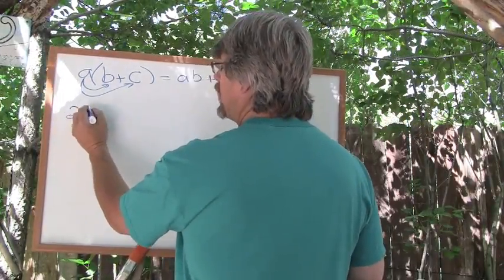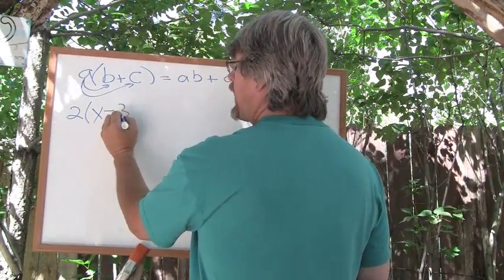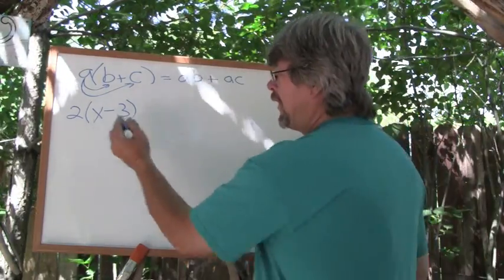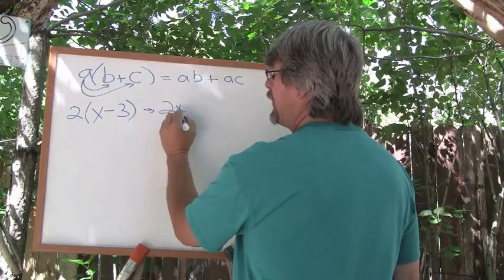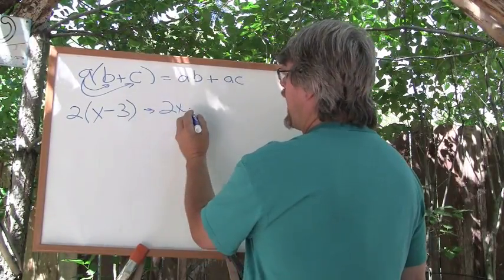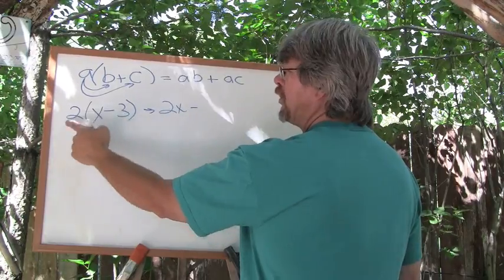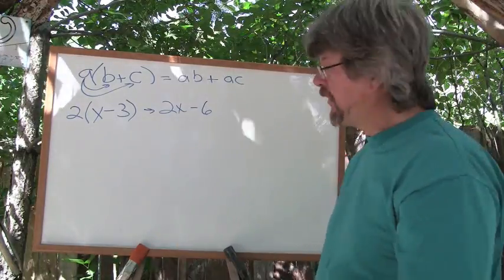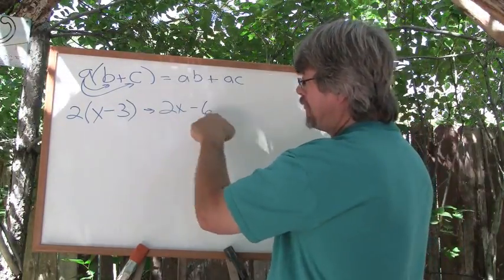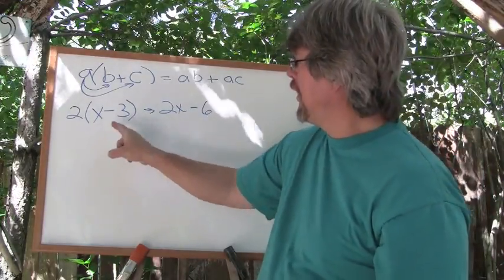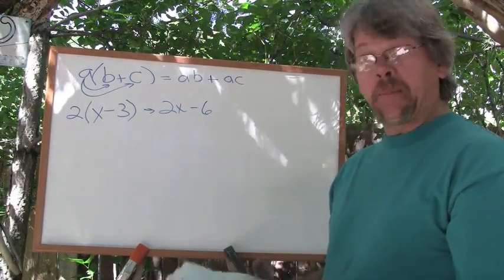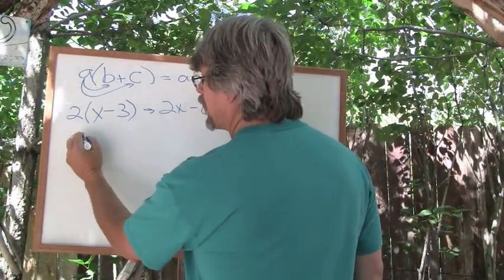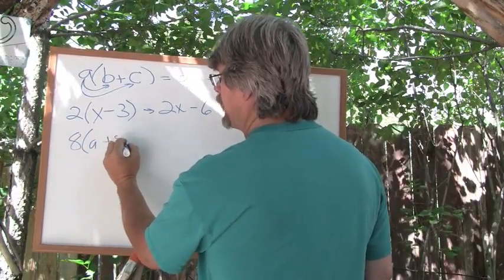If we have 2 times (x minus 3), we distribute that 2 into each term in the parentheses, so this becomes 2x. You multiply 2 by x, and then minus 2 times 3 is 6. That's the negative 6. 2x minus 6 is how to distribute that 2 into that. It's not too difficult, is it? It works in combination with numbers and variables, numerical coefficients, as well as variables.